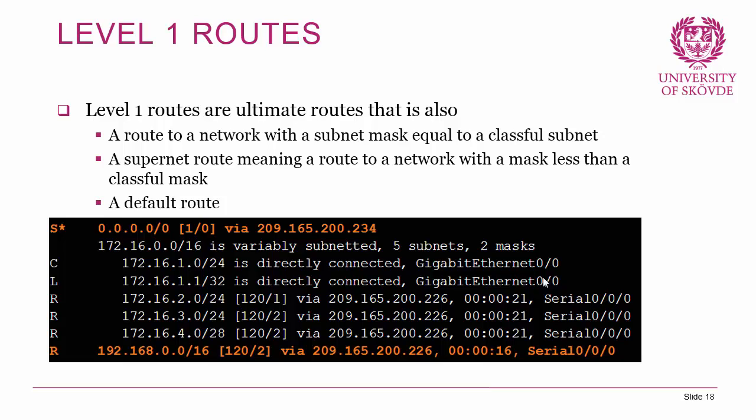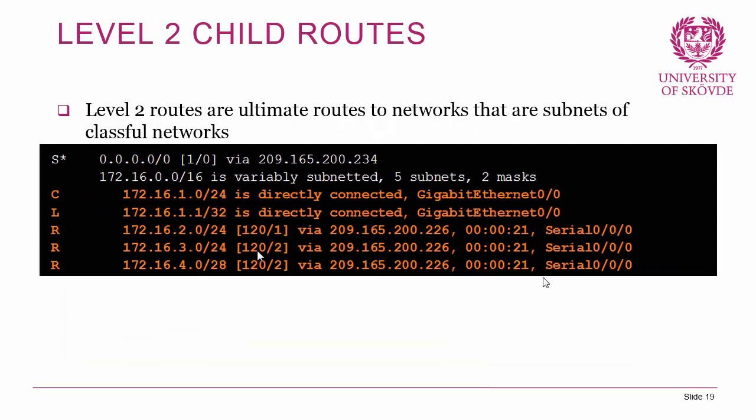Looking at the opposite of level 1 routes, which would be level 2 child routes, level 2 child routes are ultimate routes to networks that are subnets of classful networks. Looking for instance at the routes in the output here, the 172.16.1, 2, 3 and 4 routes, the classful network that those belong to is 172.16.0.0/16. Since that is a classful class B network, 172.16.2.0/24 would be a subnet of that classful network, and therefore it's a level 2 child route. And they are also ultimate routes.